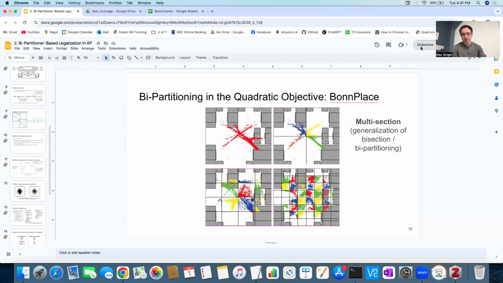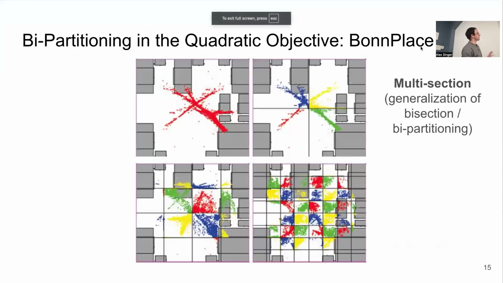So BonnTools takes a very similar approach. They perform multisection. Now that you know what region you're going to be in, you're going to solve for the objective. And I'm going to show how they encode this.